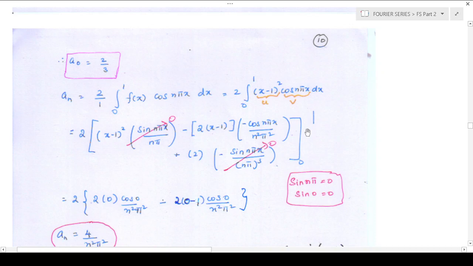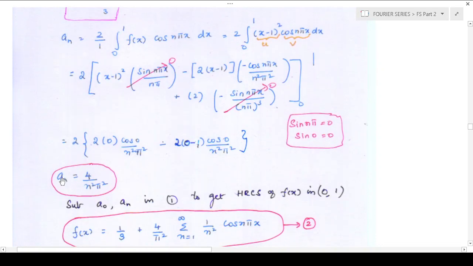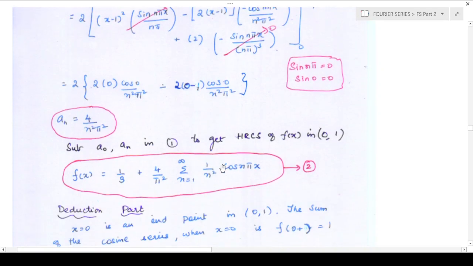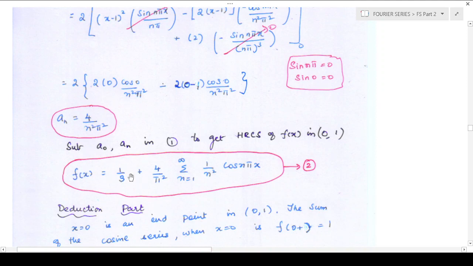You are going to apply the upper limit as well as the lower limit. Upper limit is 1. If you apply 1 here, sin n pi is 0. Apply the lower limit, sin 0 is 0. So the first term and third term come to be 0. Apply the limit in the second term. You will be getting your an like this. You just substitute this in equation 1 to get the required half range cosine series, children.